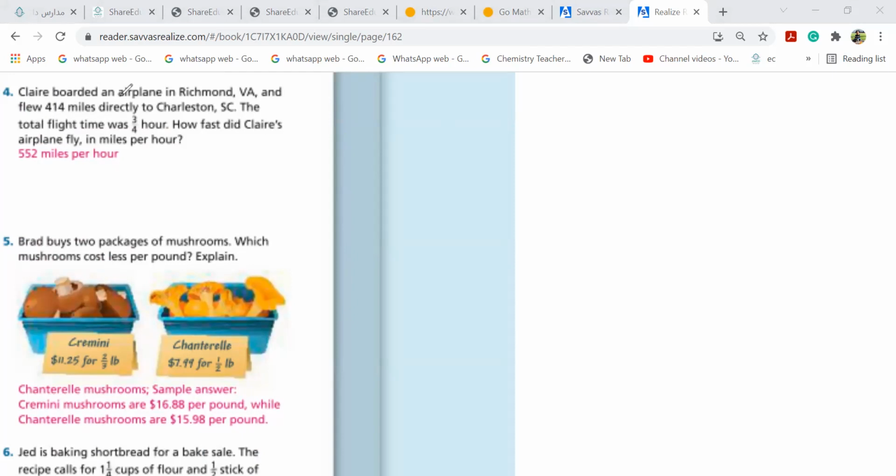Claire boarded an airplane in Richmond, VA, and flew 414 miles directly to Charleston. Like imagine from Saudi Arabia, you're going somewhere, Charleston is somewhere, and you flew 414 miles from your home. The total flight was for 414 miles.